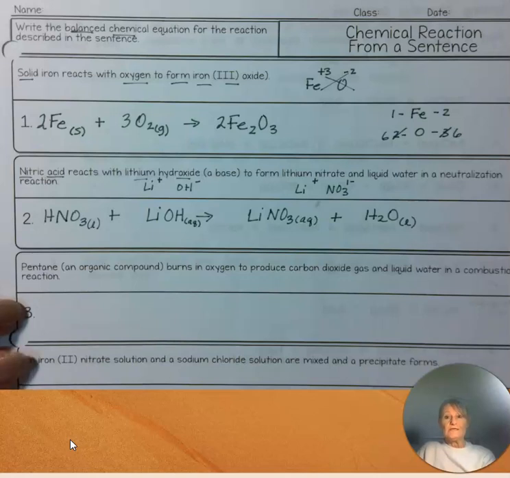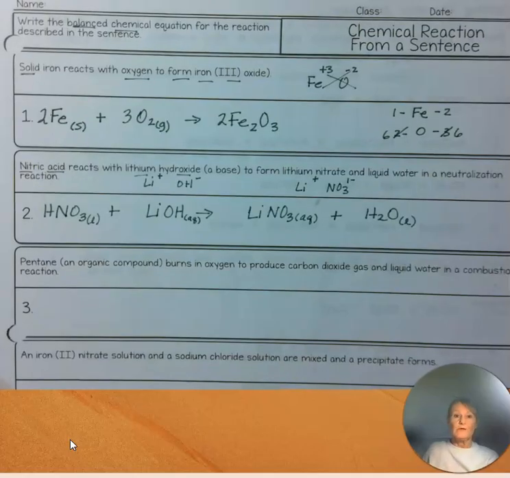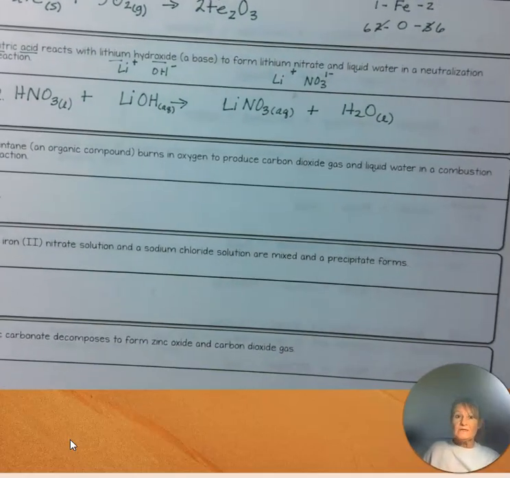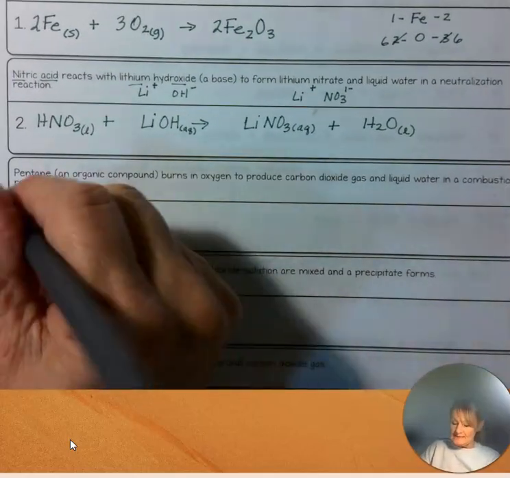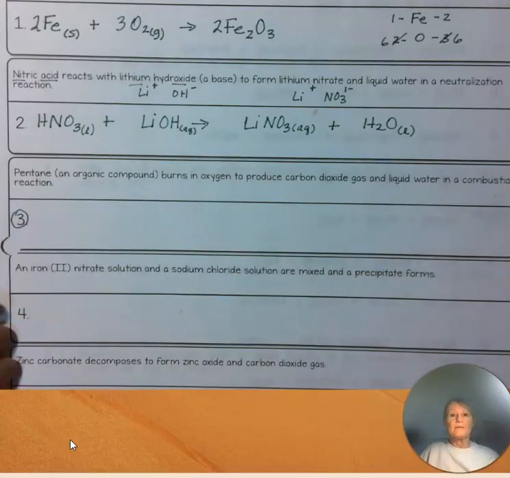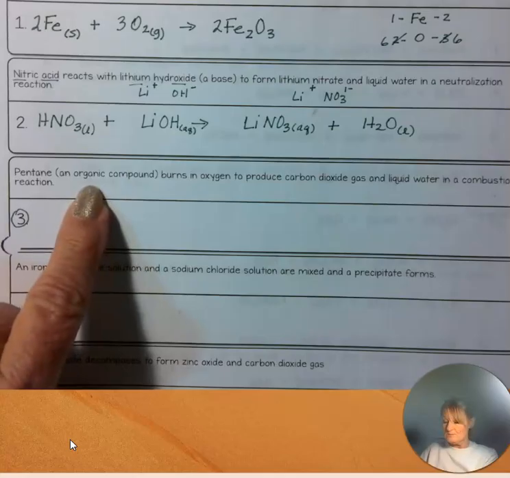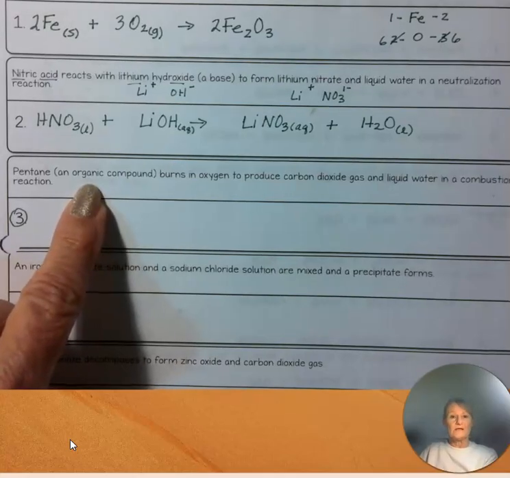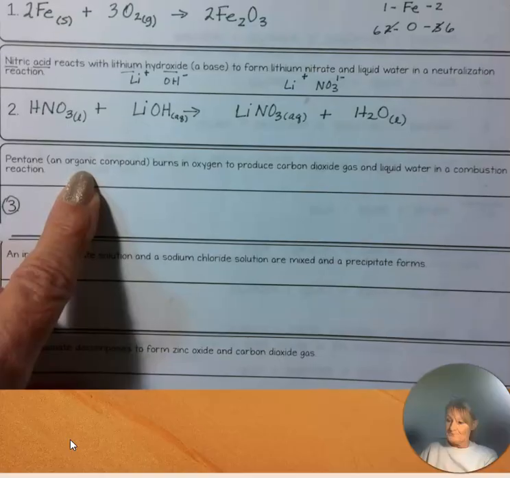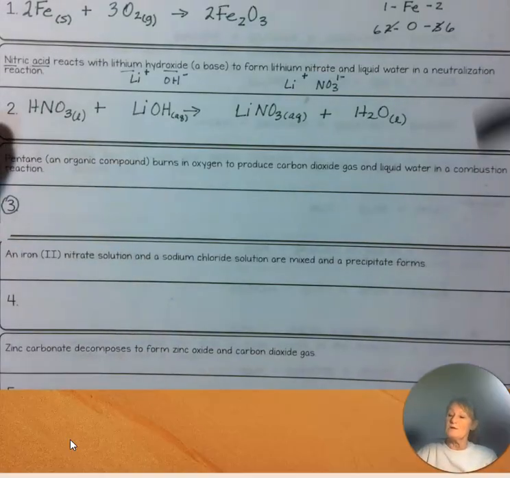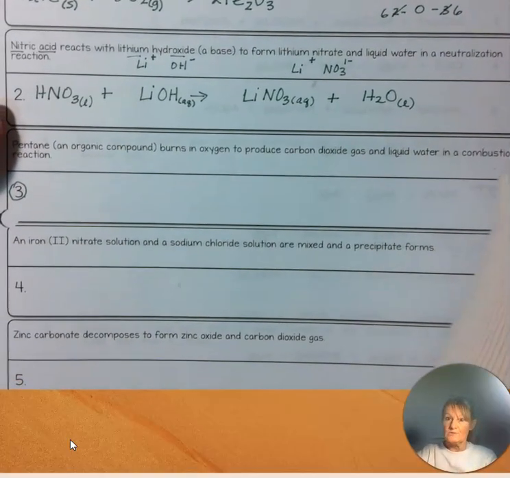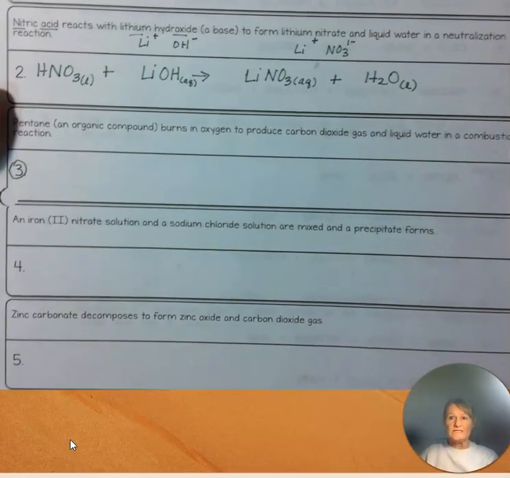Now again, you're going to need to go in and balance. I'm not going to take the time to balance those. Again, just like what we did on the last page, I'm going to skip number 3 for right now. We're going to come back and talk about those because this is talking about those organic compounds that we mentioned earlier that we have not talked about how to name. We'll do a lesson on those probably one day in class. So we're going to go on to number 4.